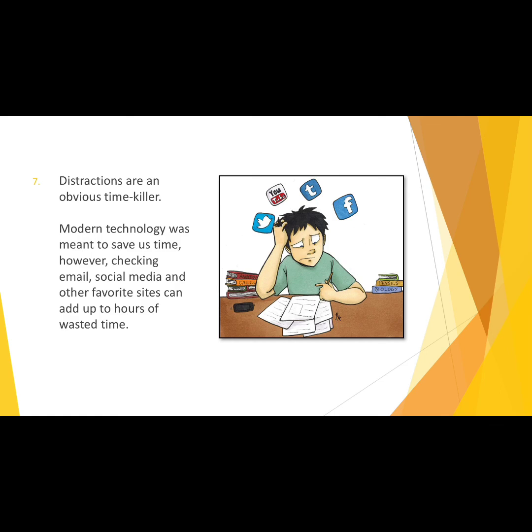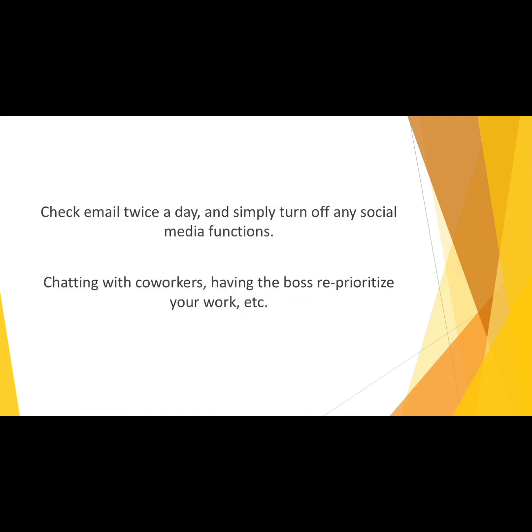7. Distractions are an obvious time killer. Modern technology was meant to save us time. However, checking email, social media, and other favorite sites can add up to hours of wasted time. The best way to stop being controlled by technology and to start being in control of your time is to have a schedule. Have a set time to return phone calls. Check email twice a day and simply turn off any social media functions.